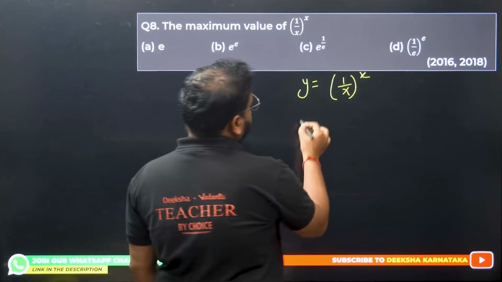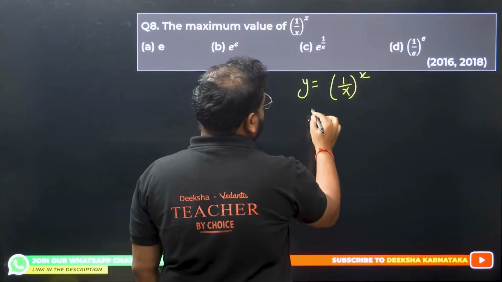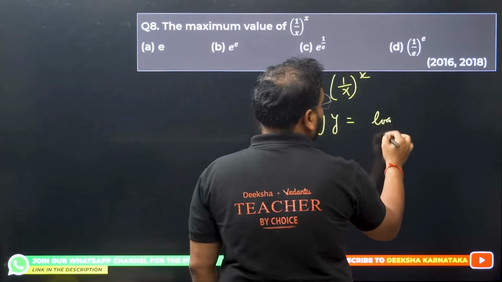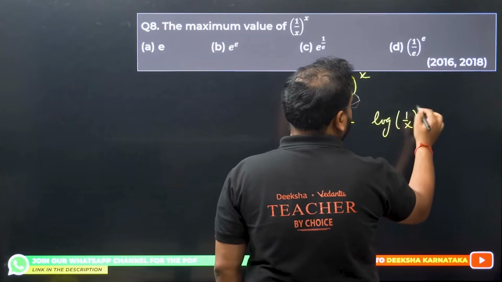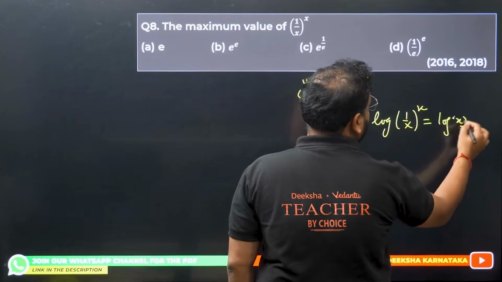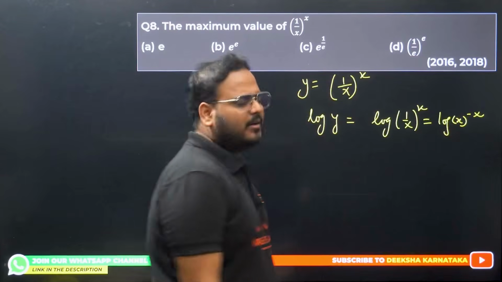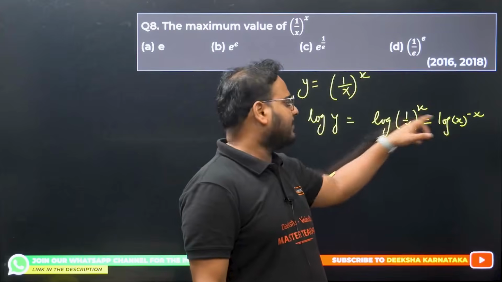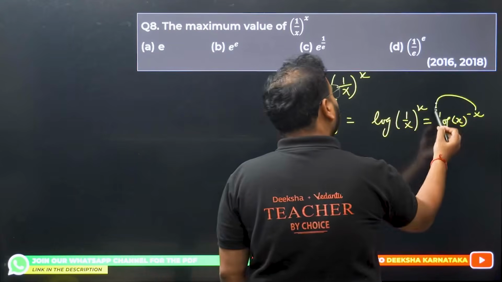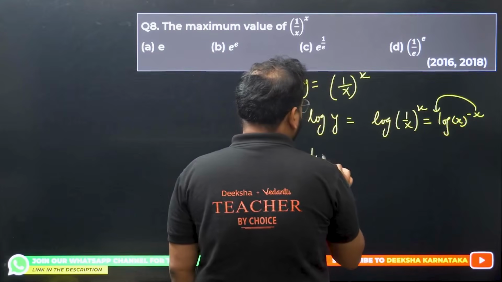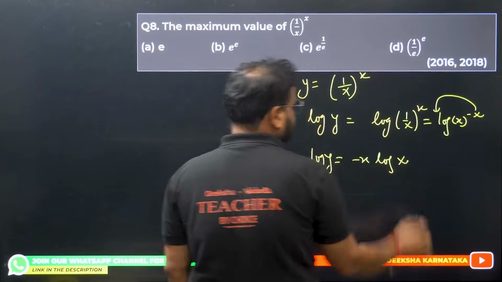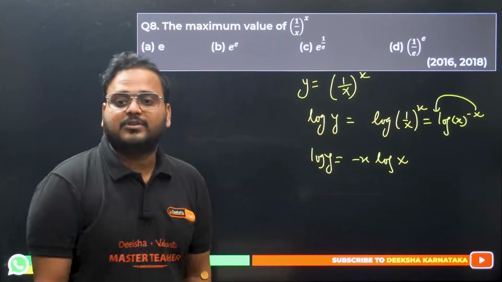So apply log on both sides first. You get log y equals log of 1 by x to power x. This can be written as log of x power minus x. Correct? I can write this 1 by x as x power minus 1. So it will become minus x and simply take this as coefficient. So what I get is log y equals minus x log x. What is the next step?